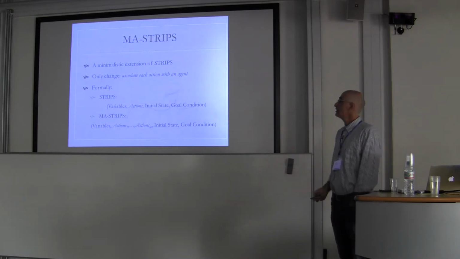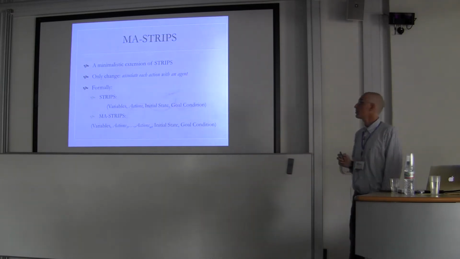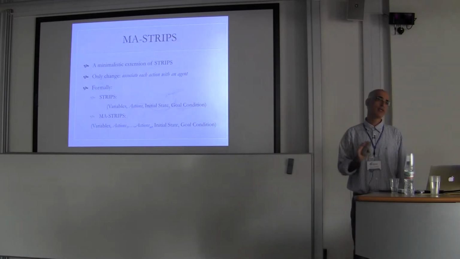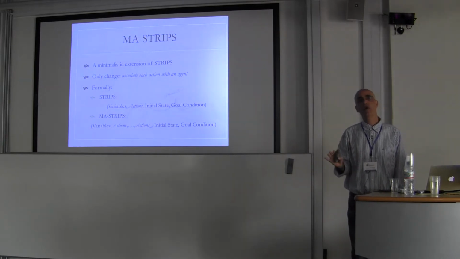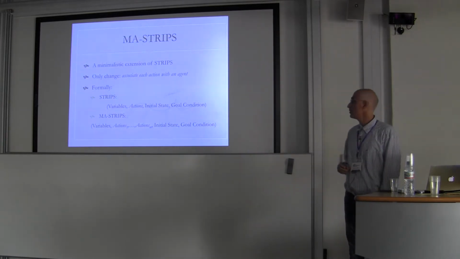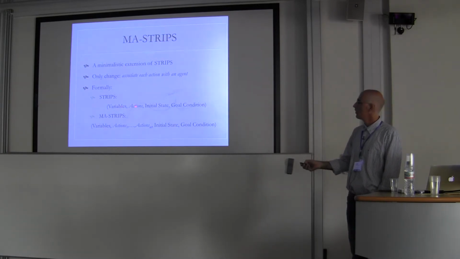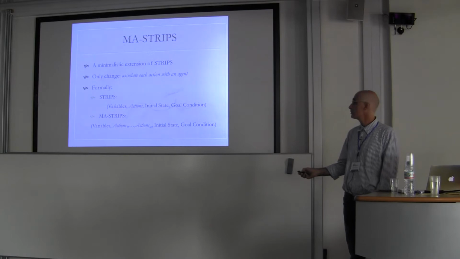So what is it? It's a very, very small extension of STRIPS. The only change is that an action is associated with an agent. That's it. So it's the same as before, but actions are associated with agents. So formally, if this is a STRIPS problem, you have a set of variables, a set of actions, an initial state, and a goal condition. In multi-agent STRIPS, instead of a single set of actions, you have a number of sets of actions, each one corresponding to the actions of a different agent. So here we have m agents, m sets of actions. That's it.